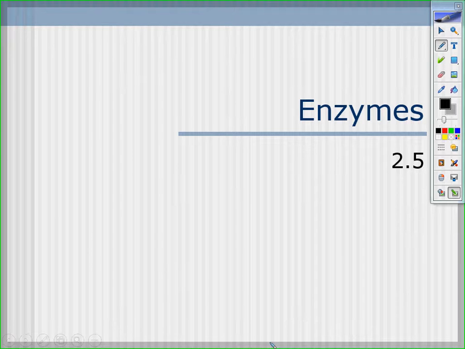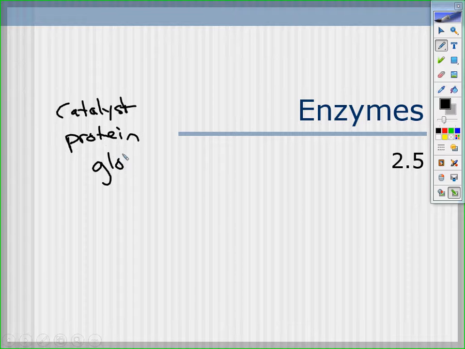All right, right now, who can tell me something you know about enzymes? It's a catalyst. It's a globular protein. All right, catalyst. It's a protein. Globular. It speeds up chemical reactions. Speeds up chemical reactions.